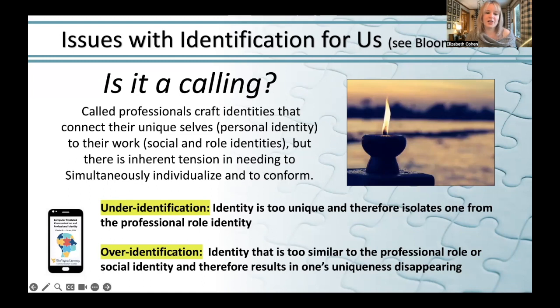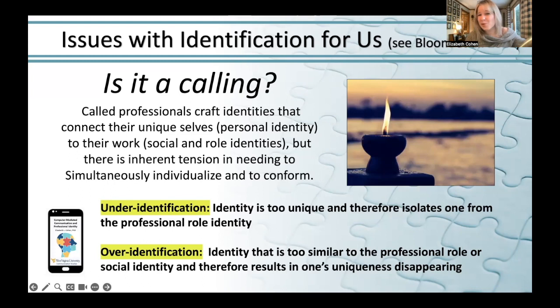That said, if you go too far towards the personal identity, if you go too far in the way of the personal identity, that's what we call under-identification. You're not really identifying as much with your work or the organization. You're too unique, and therefore you're going to feel sort of isolated in your workspaces. You are not going to be able to connect with the organizations as much, or maybe the people you work with, or the job that you're doing, the role identity.